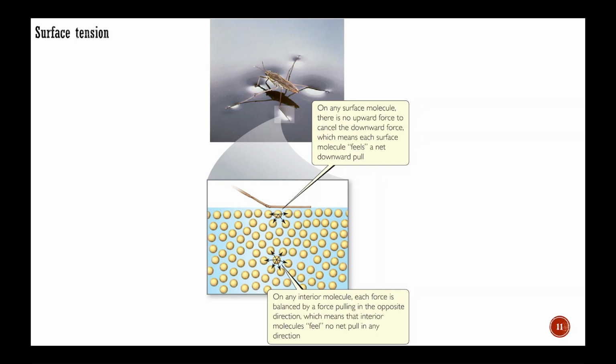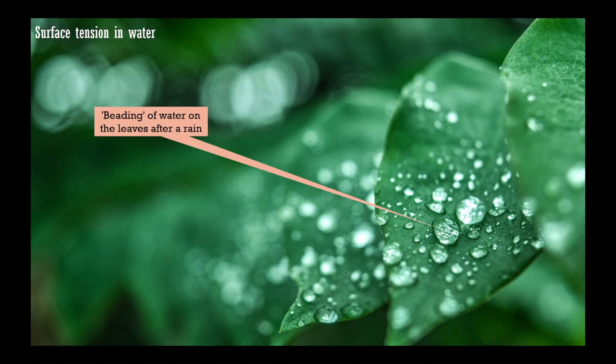Similarly, a molecule at the surface of a liquid is pulled downward and sideways by neighboring molecules, but as you can see here, there is no upward pull to balance the downward or inward pulls into the bulk of the liquid. This imbalance results in a net inward pull on the molecules of the surface, causing the surface of a liquid to tighten like an elastic film, thereby minimizing its surface area. For instance, the beading of water on the leaves of plants, as shown here, is another illustration of this phenomenon.